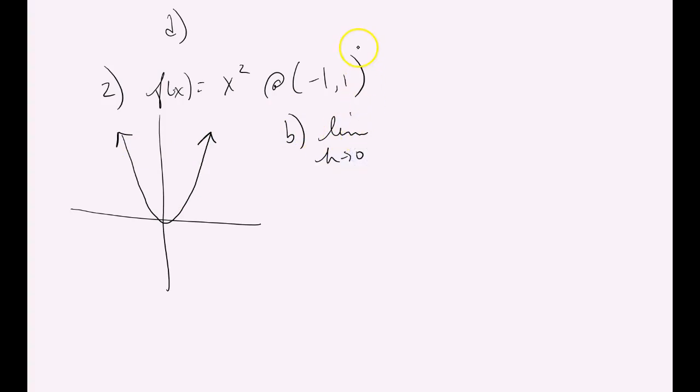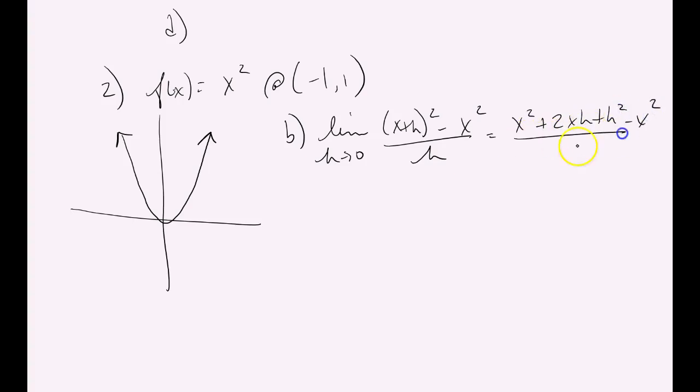So the limit as h goes to 0 for (x plus h) squared minus x squared over h. Hopefully you have remembered your limit definition from last week. And then from here, I'm going to FOIL that out. Plus, what would that be? 2xh plus h squared minus x squared all over h.